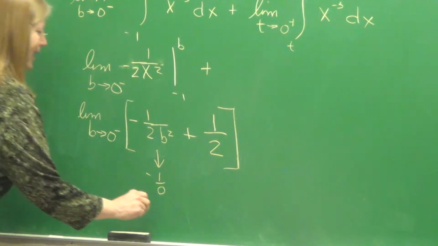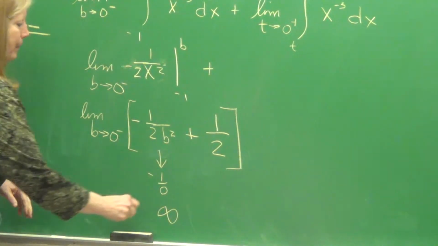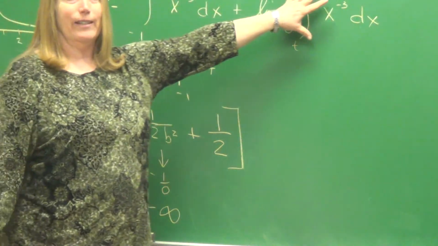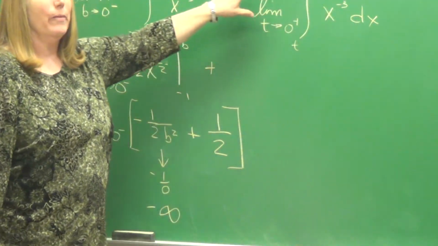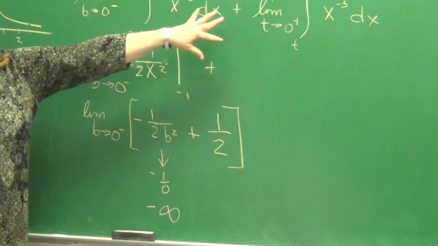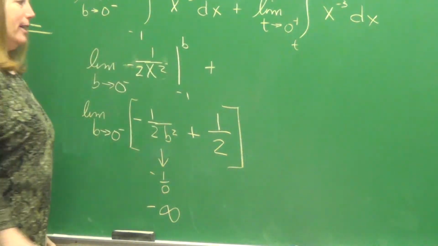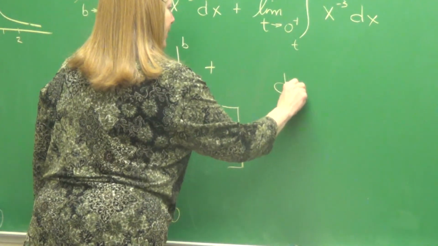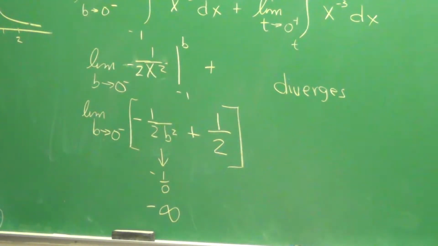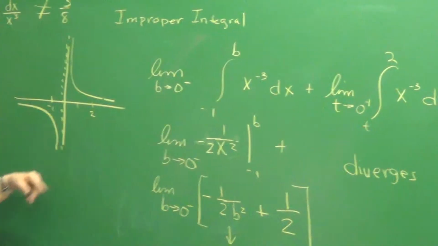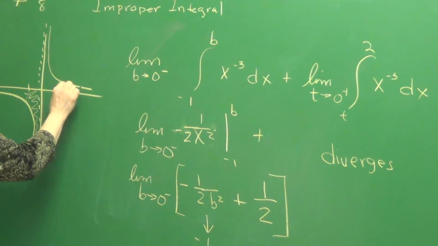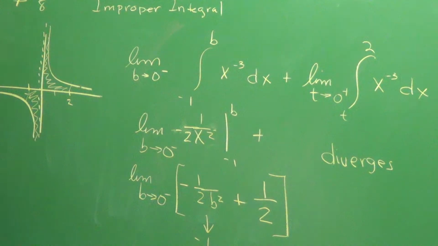So right away, in the middle of my problem, I have a divergent answer. So I don't even have to finish this side. That's one of the reasons why I do one integral at a time, because if it's divergent, I don't have to do the other one. So this diverges, which means the area between the graph and the x-axis between -1 and 2, all this area, does not approach a number.